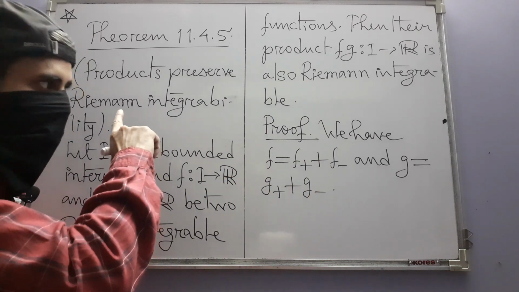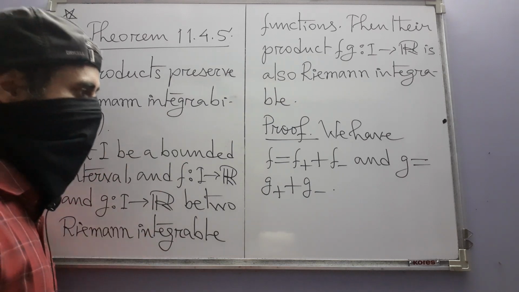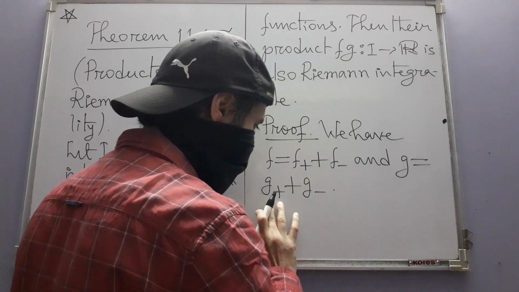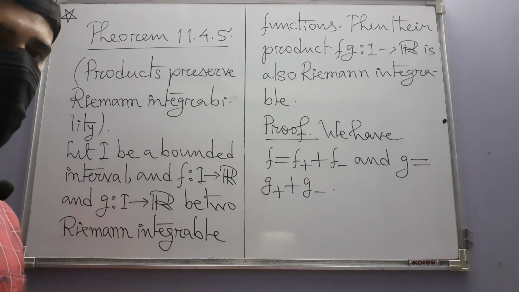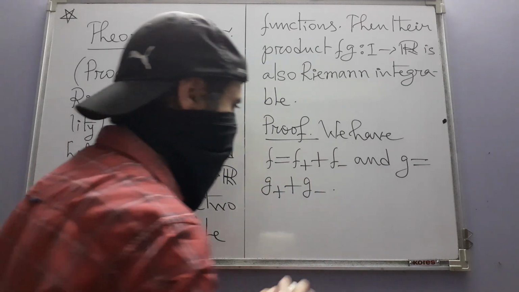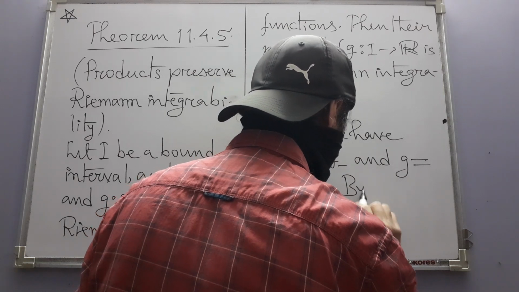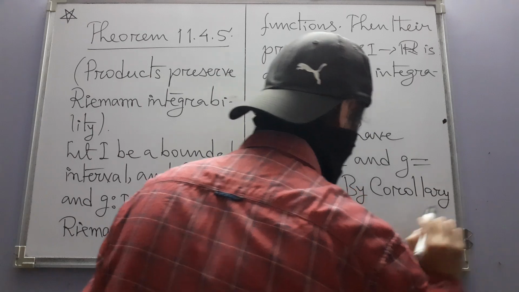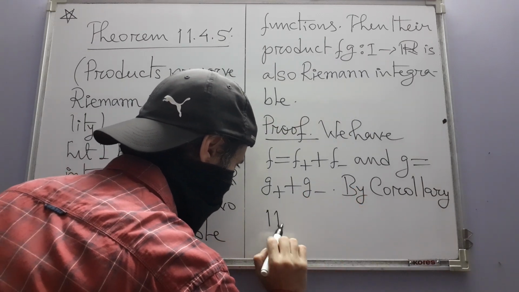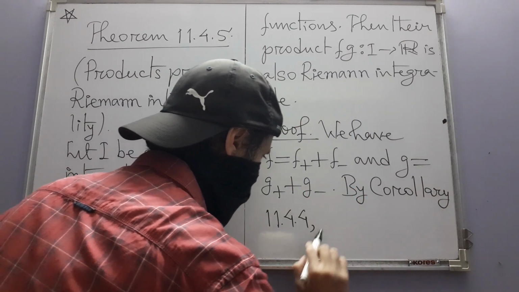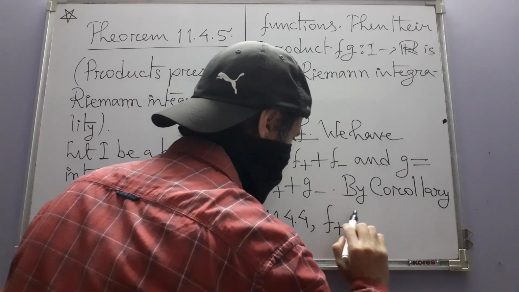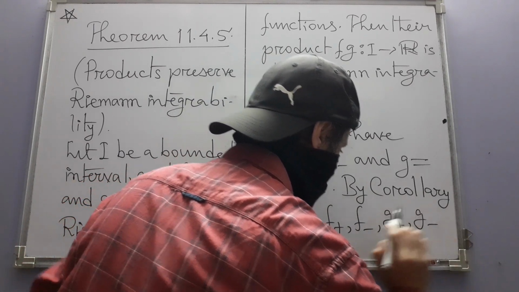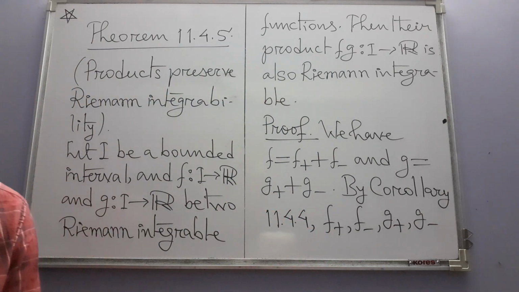Alright, now let us use the previous corollary and say that these individual functions are Riemann integrable, because that's what the corollary says now. By corollary 11.4, f plus, f minus, g plus, g minus, these are all Riemann integrable.